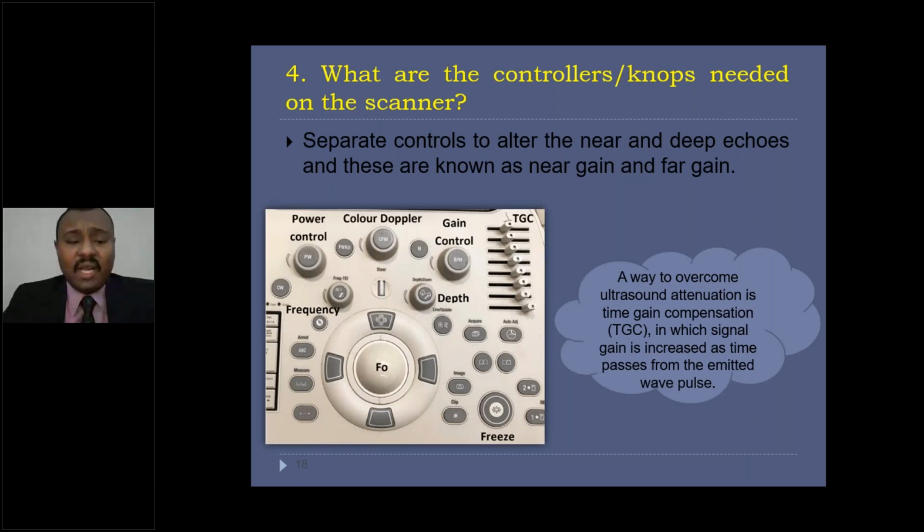Our ultrasound scanner has to have a separate control, and this separate control comes with a function to alter the near and deep echoes, and such separate control is known as near gain and far gain. What about gain? What about near gain? What about far gain? This information is here in slide number 18 in this part. It's a way to overcome ultrasound attenuation.